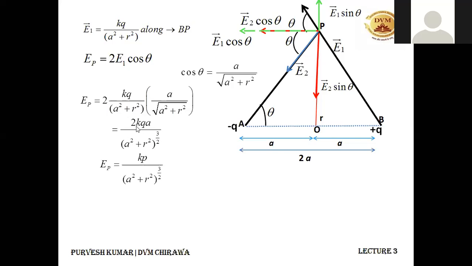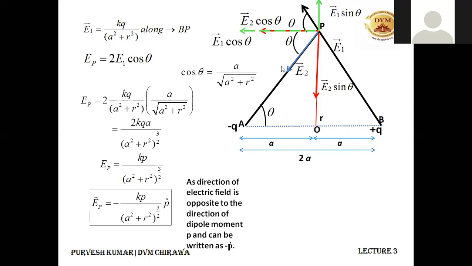Now, this 2 into Q into A is your electric dipole moment. Q into 2A is what? Electric dipole moment. So in place of Q, 2 and A, I can be writing vector P, and K remains as it is. The net electric field at point P comes out to be Kp upon A square plus R square to the power 3 by 2. Again, if this point R is very far away, then this condition gets satisfied, that A square plus R square is approximately equal to R square.